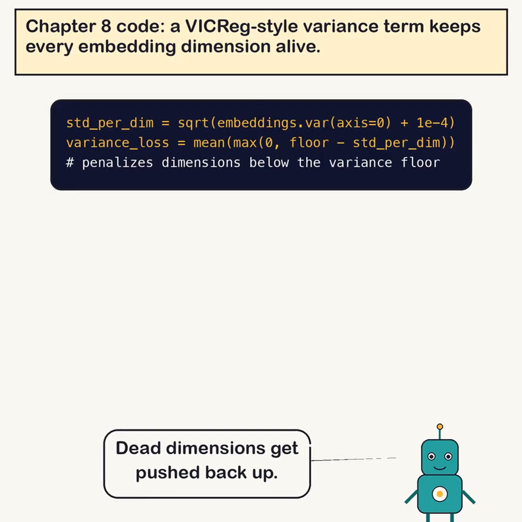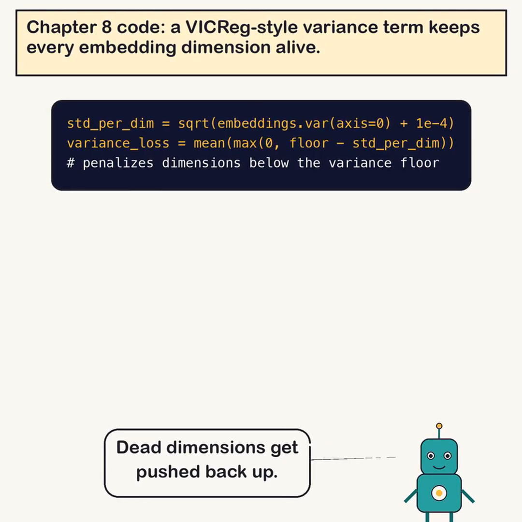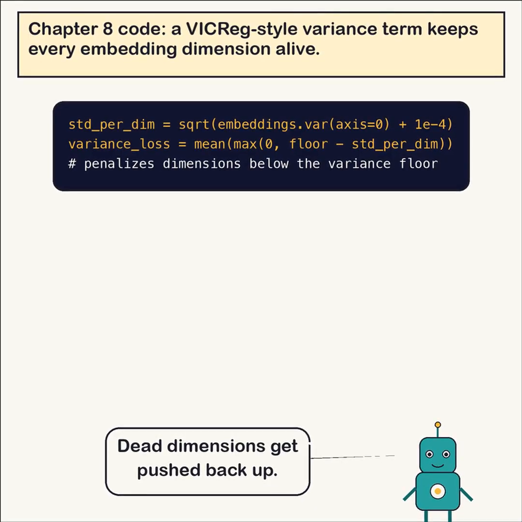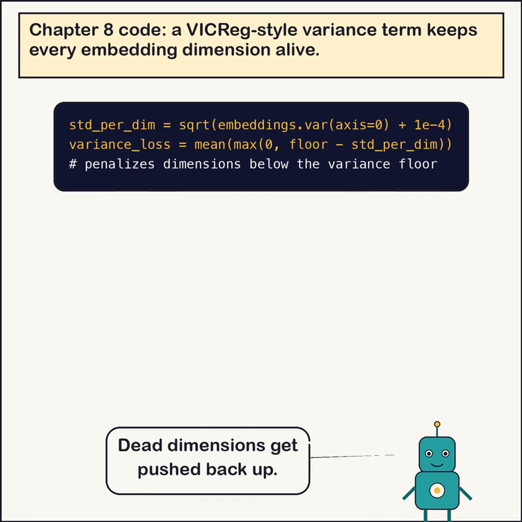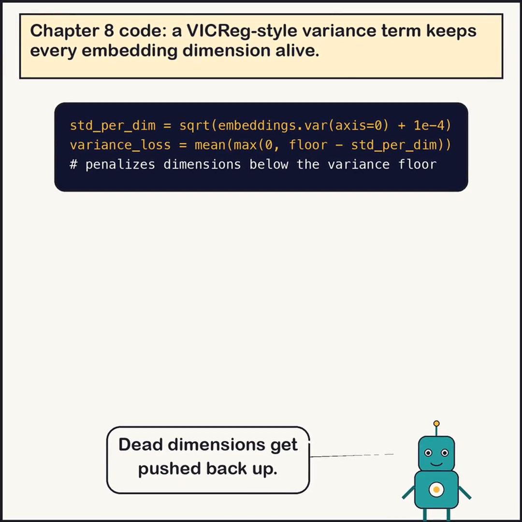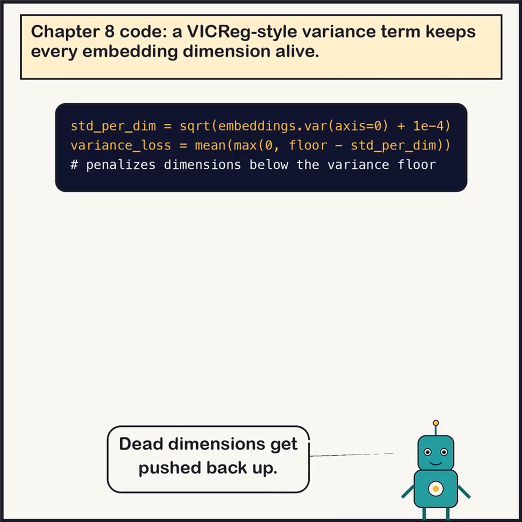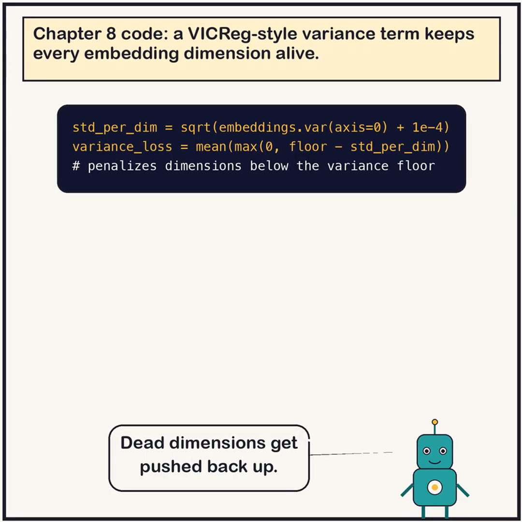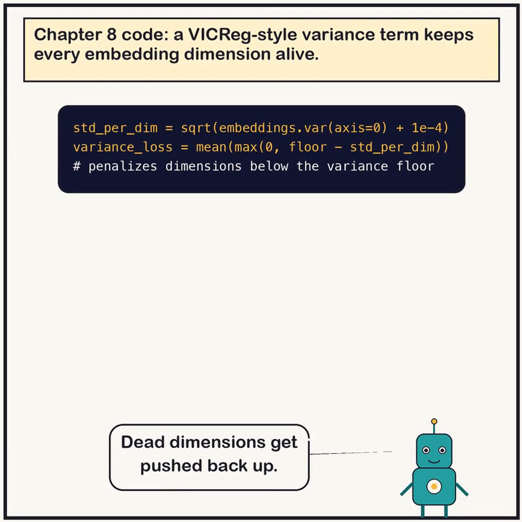The hinge shape is important. It does not reward infinite variance. It only punishes falling below the floor. That makes it a guardrail rather than a demand to encode noise. Real-world analogy. The variance term is like checking that every gauge on a dashboard still moves when different examples arrive. Dead dimensions get pushed back up.